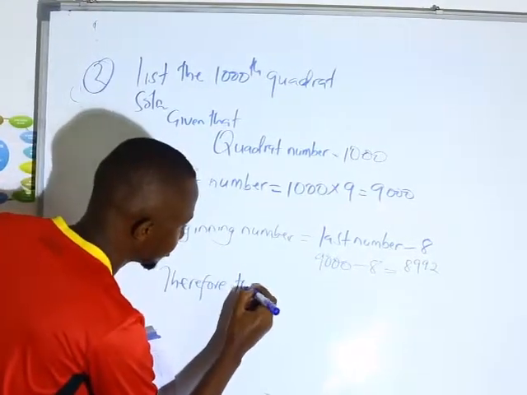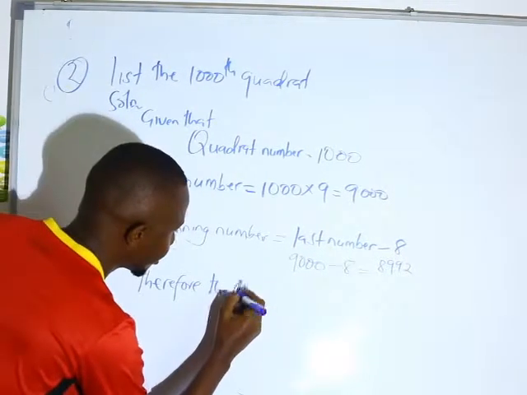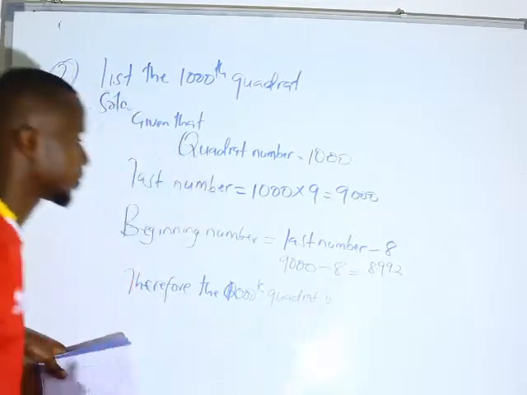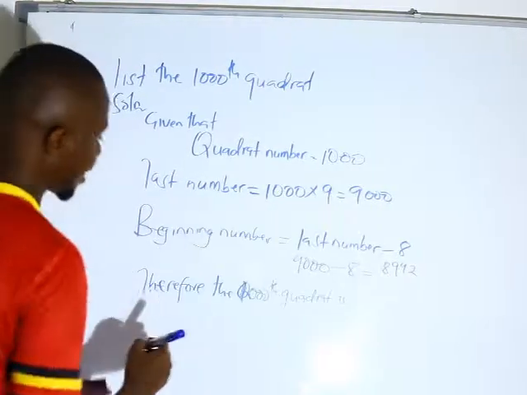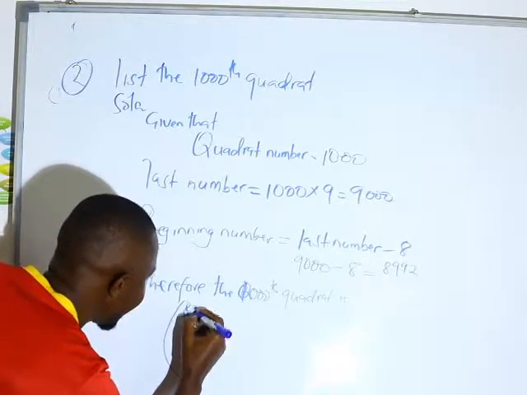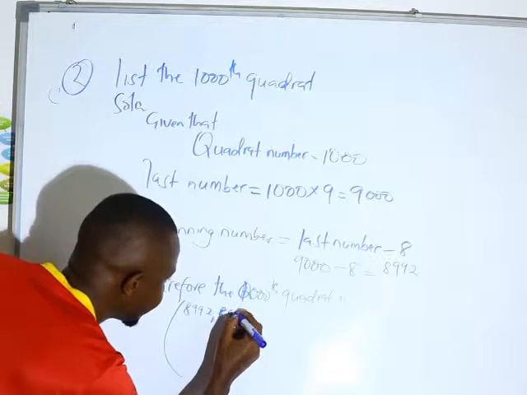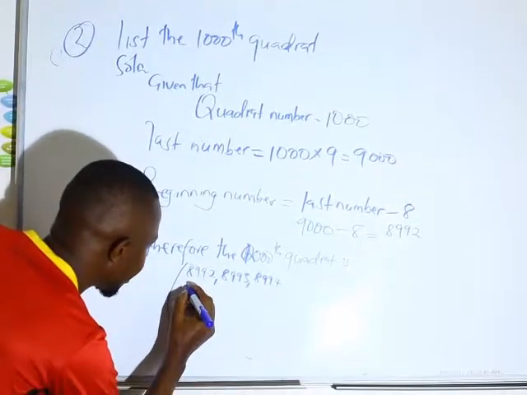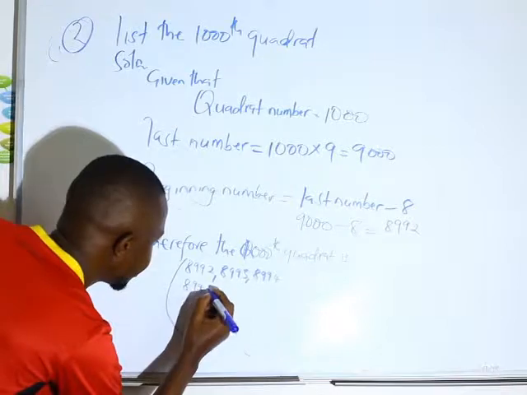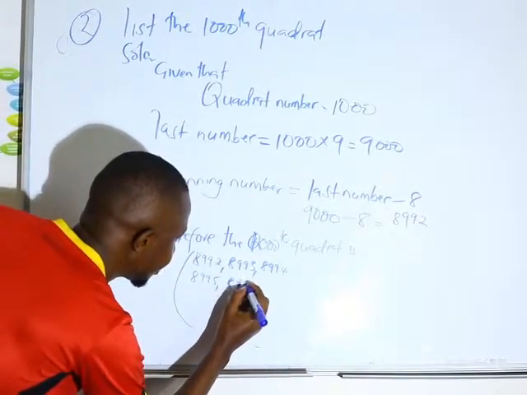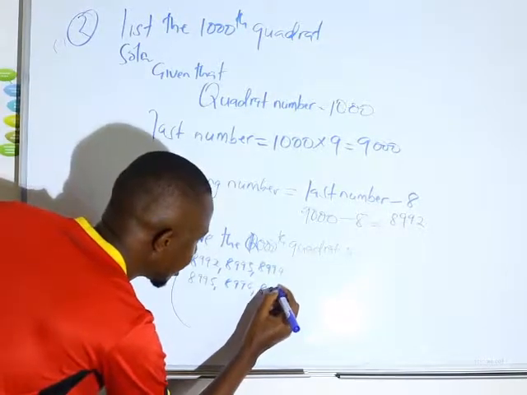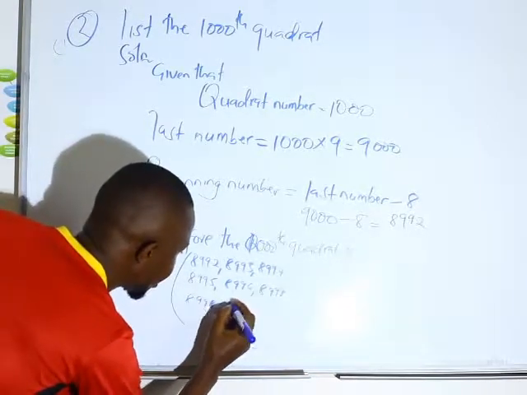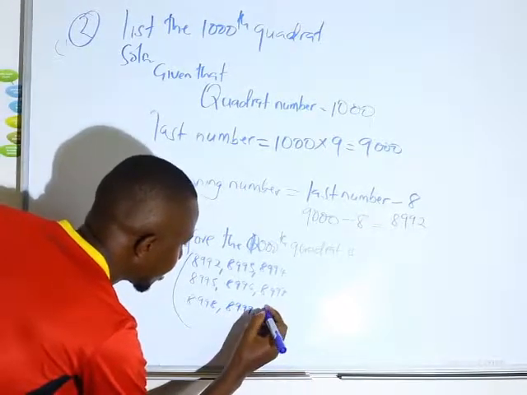Therefore, the 1000th quadrant is, we have our beginning number, we have our last number without writing it: 8992, 8993, 8994, 8995, 8996, 8997, 8998, 8999, 9000.